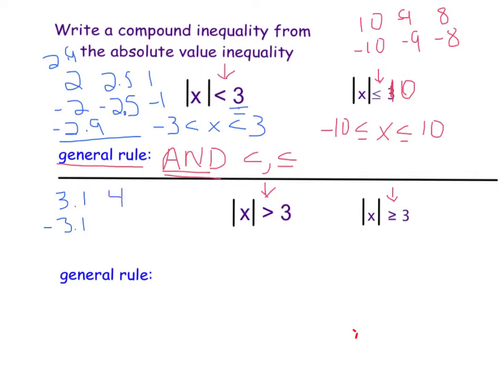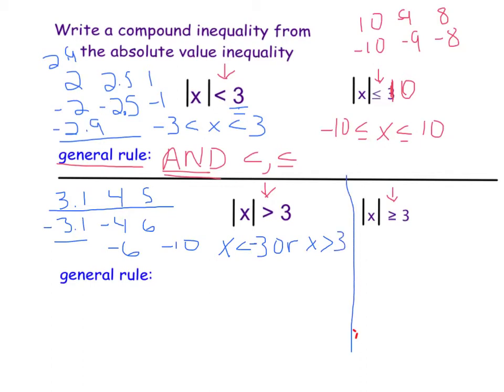So we could have 4. The absolute value of 4 is 4, and that's greater than 3. The absolute value of negative 4 is 4. That's greater than 3 as well. And 5 and 6 and all the parts in between, negative 6, negative 10. So what we're seeing is it has to be greater than 3, or it could be less than negative 3. So this is going to look like x has to be less than negative 3, or x has to be greater than 3.